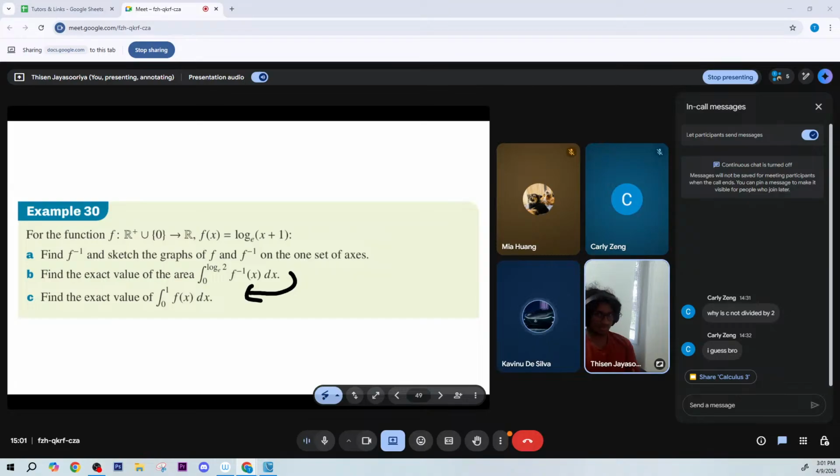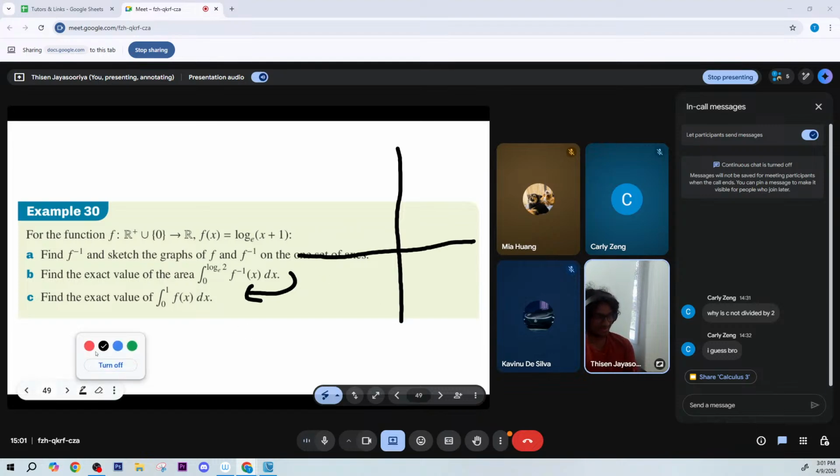Because you guys are no geniuses. Okay. I can find it, but you guys can't find it because I'm cool, you know.